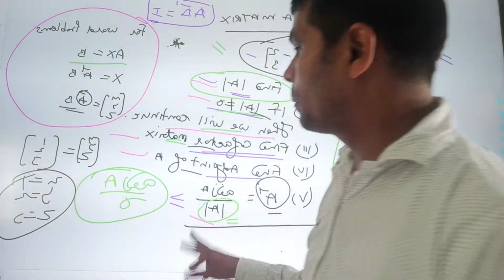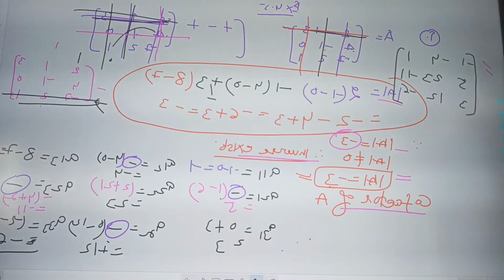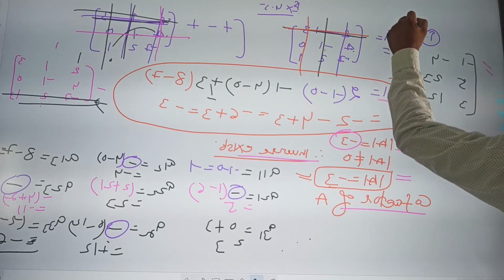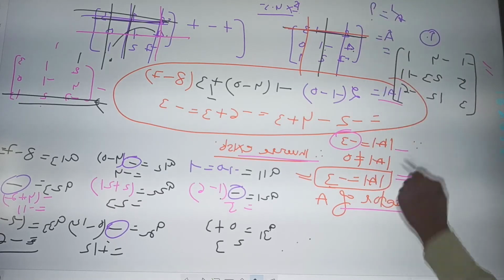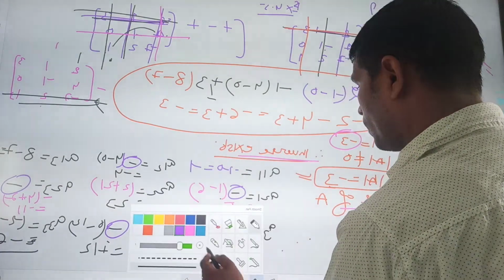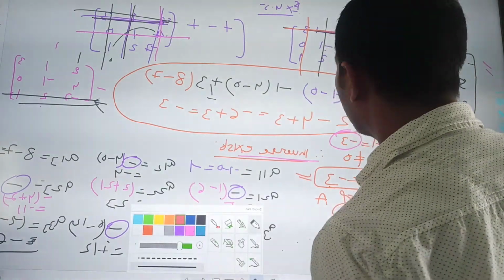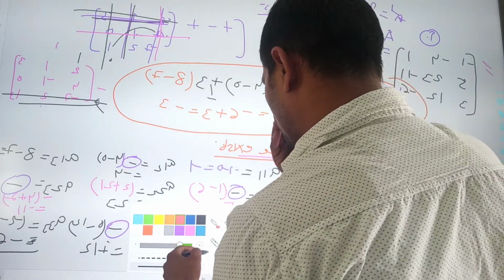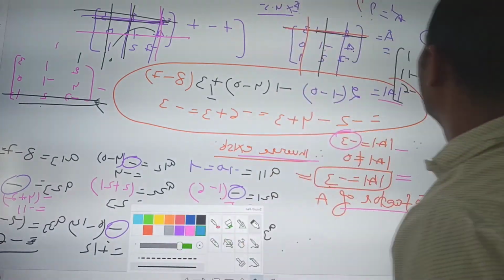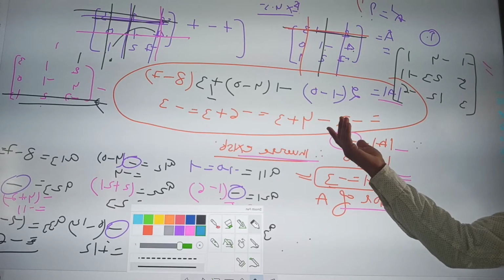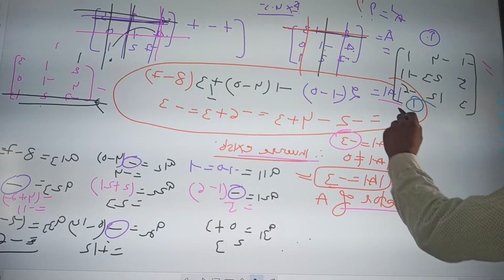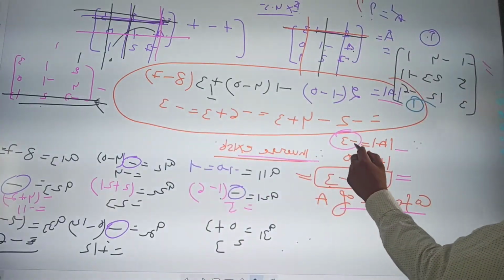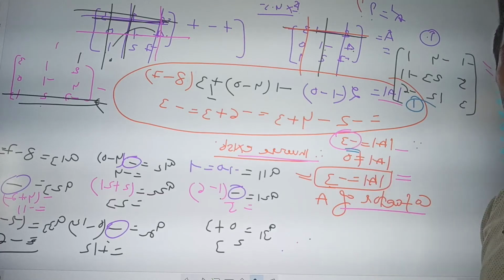Now I am discussing the question based on this point. The question is given: A equals this, and you have to find A inverse. Okay, according to our algorithm, the first step is to find the determinant of A. Determinant of A equals -3. It is not equal to 0, therefore we will continue.